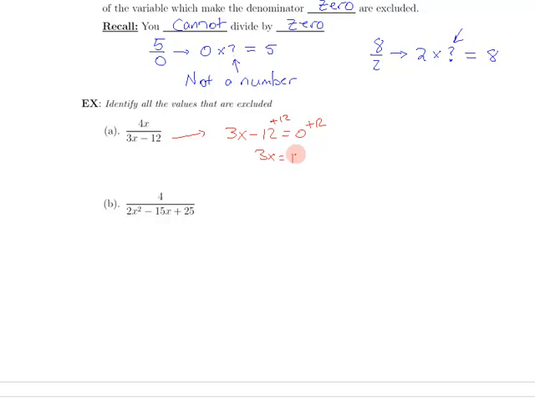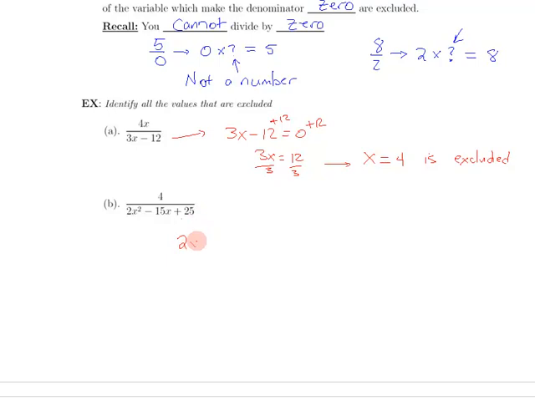3x equals 12. Divide both sides by 3, and that gives me x is equal to 4 is excluded. That's how you would write that answer. Those are the values that are excluded. Similarly, on this one, example B, we are still asked to identify those values that are excluded. So again, I want to know what can I not plug in. Anything that I plug in here that would make the denominator 0 would be a problem, right?